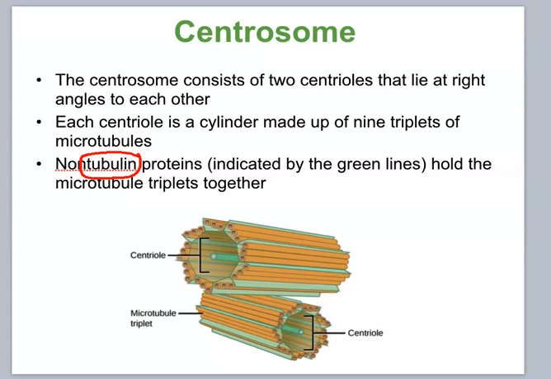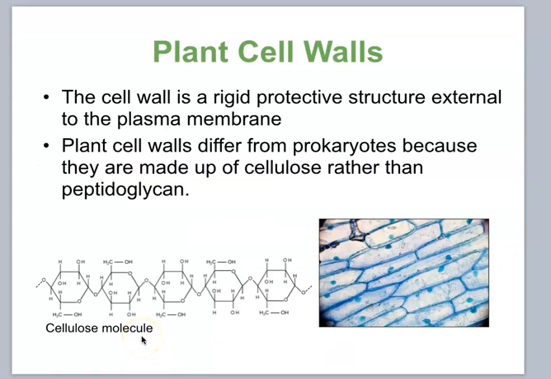Now, I'm going to change gears in a couple of minutes, right? Because we need to think about how this is different. If we have centrosomes inside of cells, what do plant cells have instead? Well, they have an external structure to the plasma membrane. So let me make sure I go like this. They have an external structure to the plasma membrane, and the plant wall will now use this instead of peptidoglycans, okay, that prokaryotes have. They're going to use cellulose.